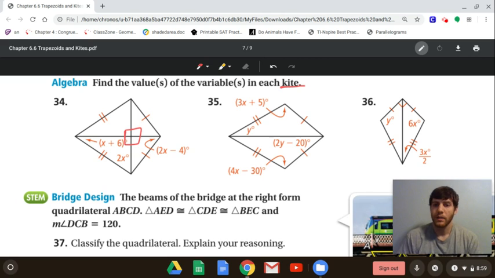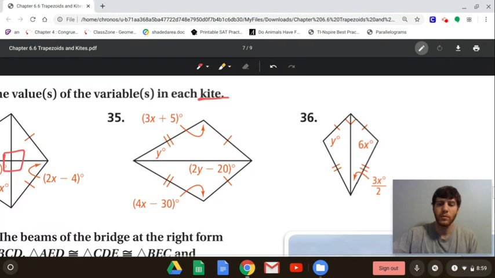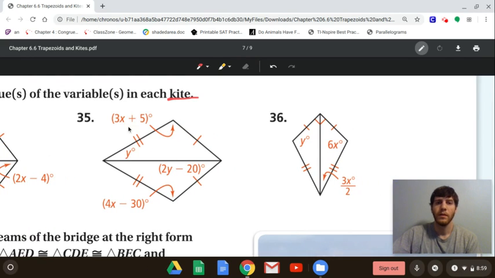35 is a little bit more complicated. Let's see if we can zoom in a little and move over so we have a little more room. Okay. First thing we know is one pair of opposite angles is congruent, and it's going to be the pair of angles that's between the two sets of consecutive sides. So here's one pair of sides that are congruent, and then here's your second pair. So the angles between those two are congruent. So we know that 3x plus 5 is going to equal 4x minus 30.